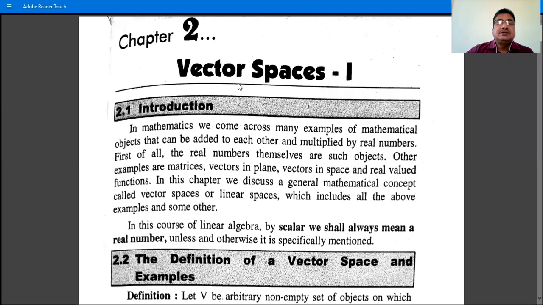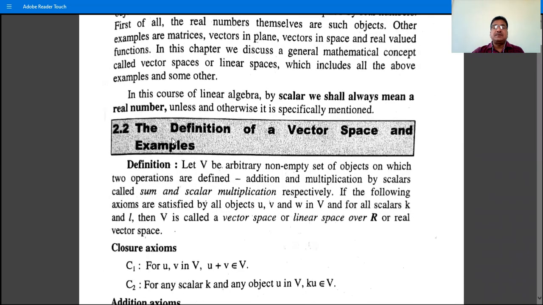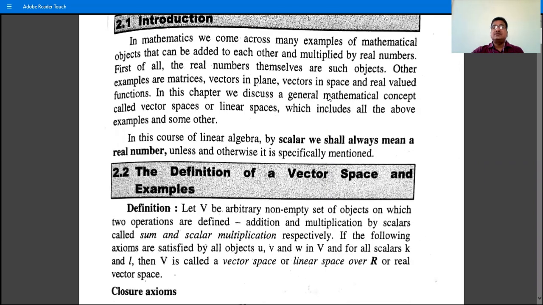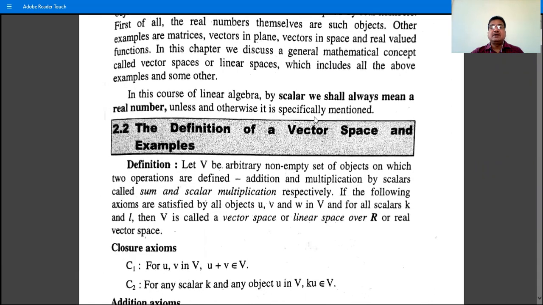Next chapter, second chapter, vector space 1. So, definition of vector space and examples. Definition of vector space: V is an arbitrary non-empty set. Vector space is also called linear space. Vector space or linear space. And the definition is what?